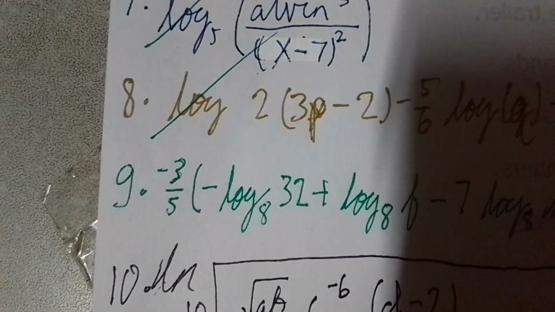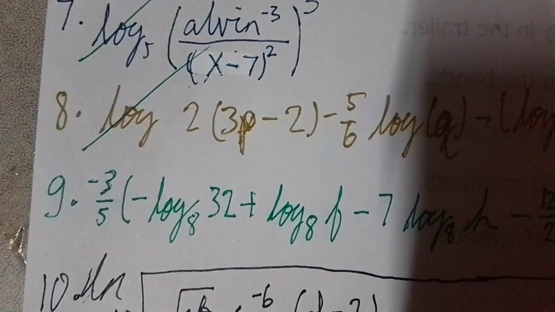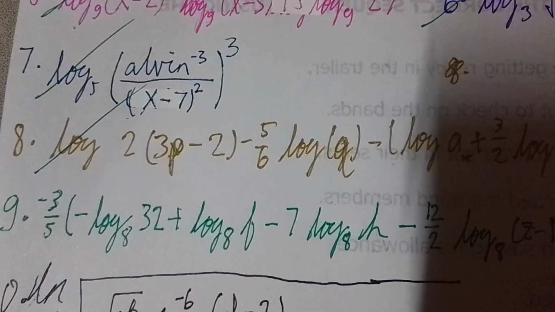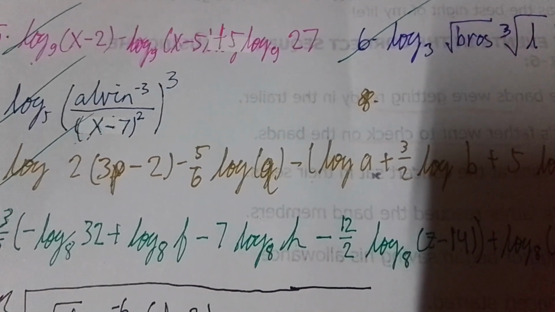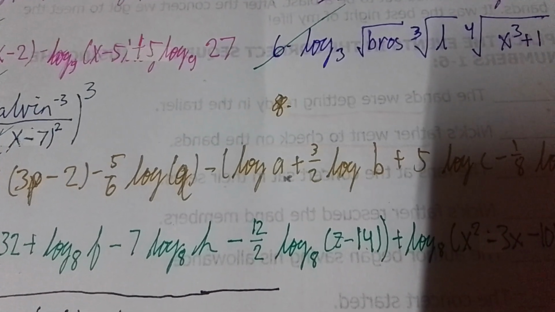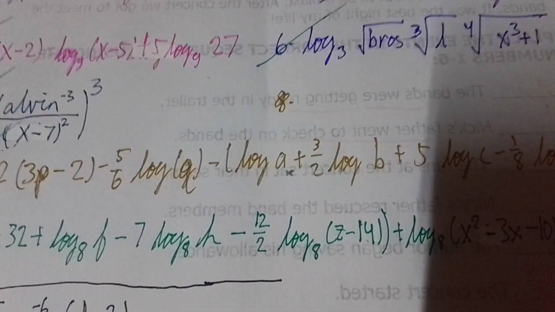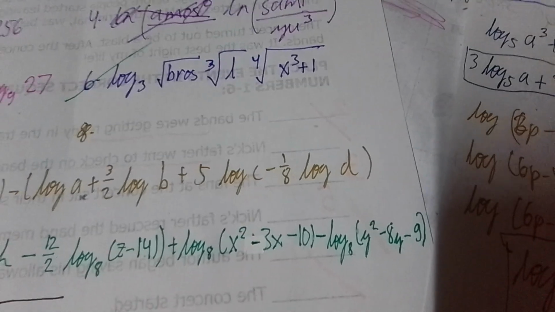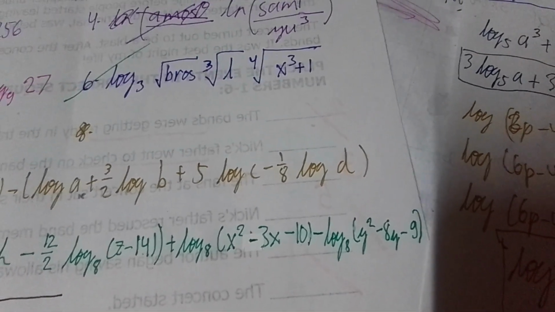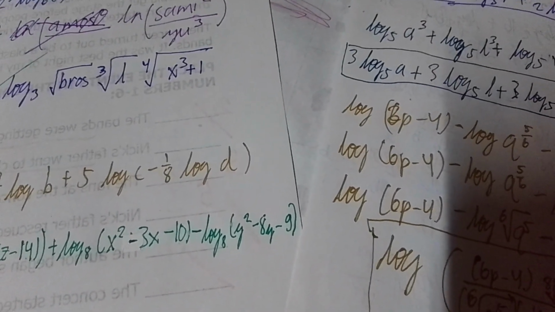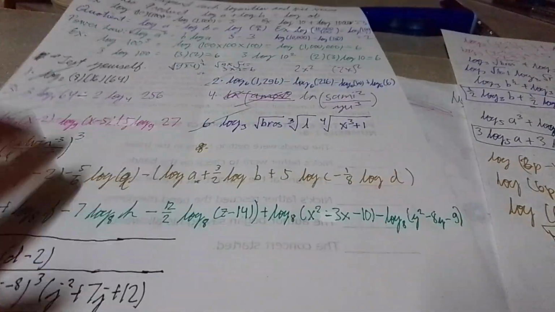So therefore, we have negative 3/5 times minus the log base 8 of 32 plus log base 8 of f minus 7 times the log base 8 of h minus 12 halves minus the log base 8 of z times the log base 8 of z minus 14. And then that's where the first parenthesis stops. In the second, we have log base 8 of x squared minus 3x minus 10, and then minus log base 8 of y squared minus 8y minus 9. Phew! That's a long problem. But good luck anyway.